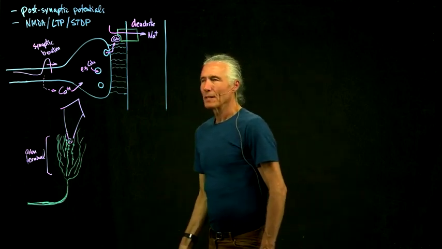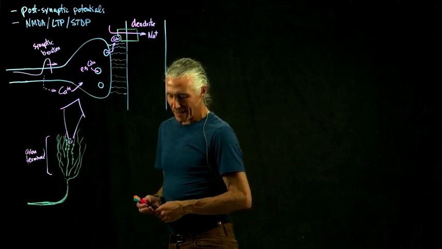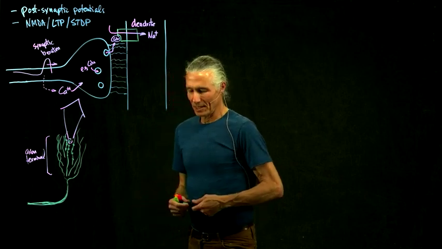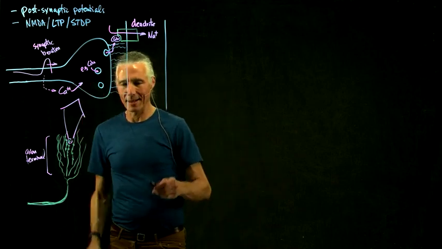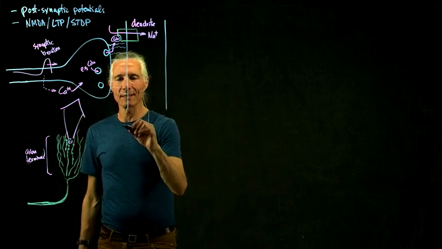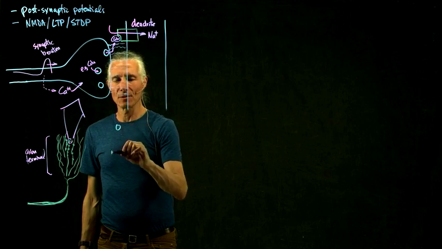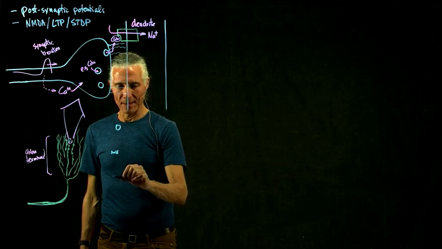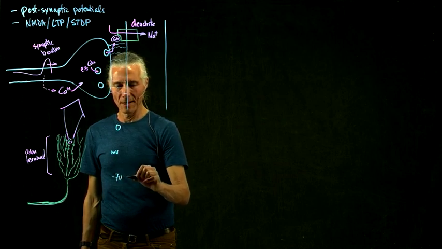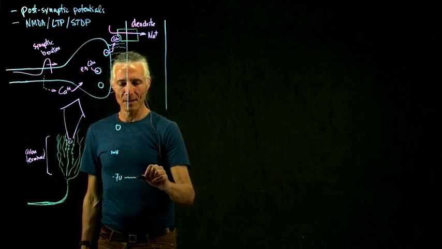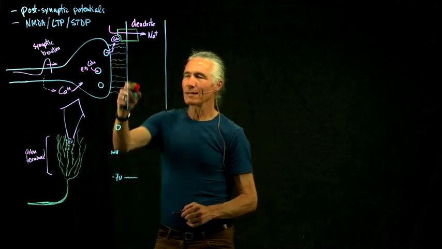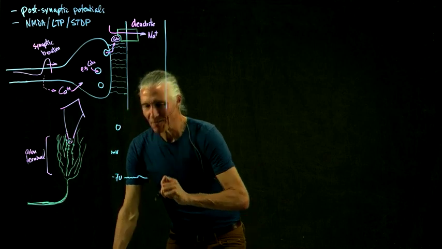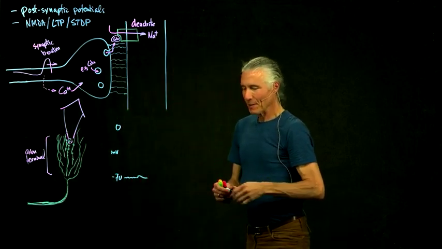Now, what does that actually look like in voltage if we just opened one of these guys? If here's like 0 millivolts, we might be, say, at minus 70. So here's the membrane potential. If we just opened one of these guys, you get a little blip like that, and it goes down. So how big is that little blip?